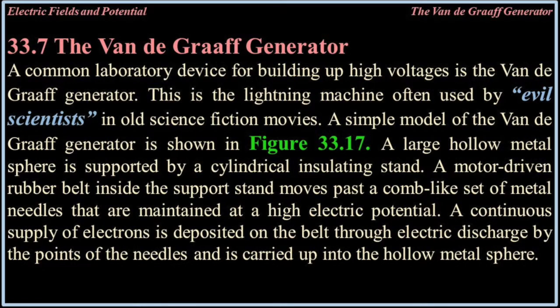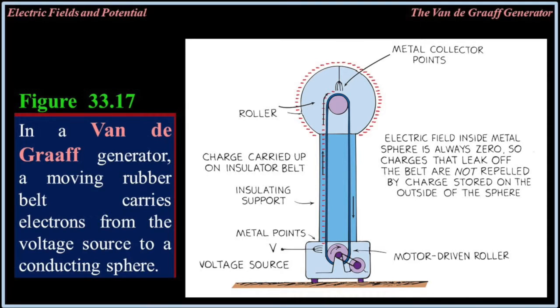33.7, The Van de Graaff generator. A common laboratory device for building up high voltage is the Van de Graaff generator. This is the lightning machine often used by evil scientists in old science fiction movies. A simple model of a Van de Graaff generator is shown in figure 33.17.